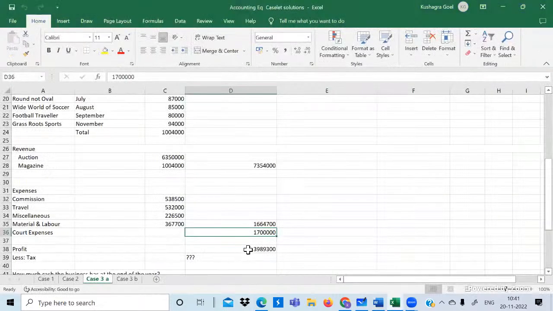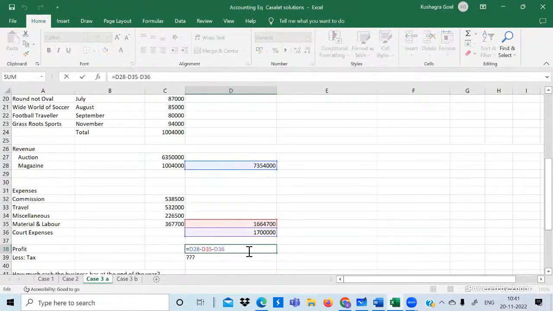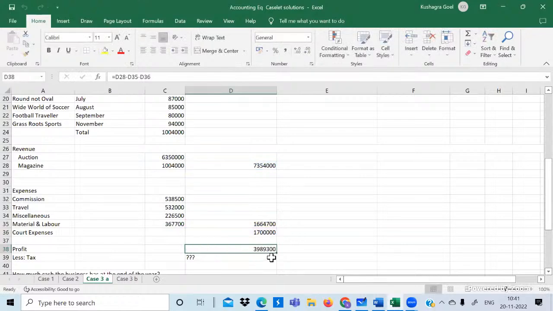So finally, if I look at my profit or loss, it should come as the total income minus the total expense, which is 39,89,300.